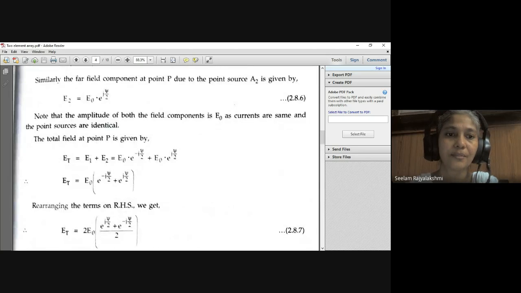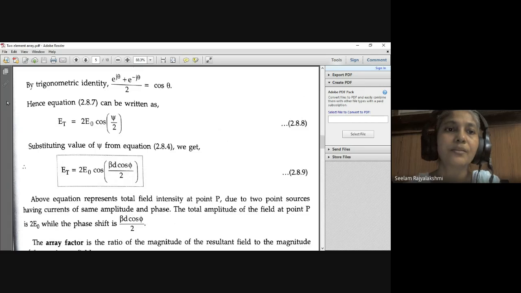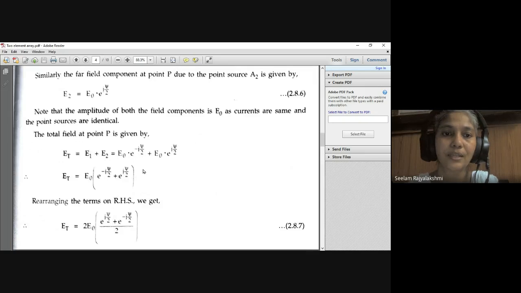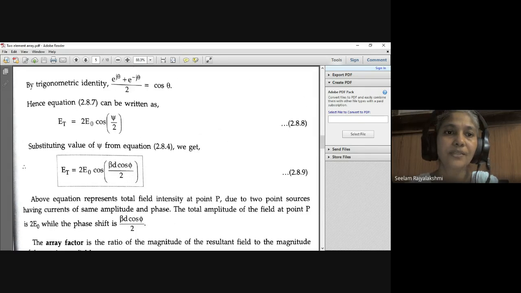That means here, multiply and divide with 2 on the right hand side, we'll obtain E_t equals 2 E_0 into (e^(jψ/2) + e^(-jψ/2))/2. So by using the trigonometric identity, (e^(jθ) + e^(-jθ))/2 equals cos θ. So this is in the form of that one, so we can replace it with E_t equals 2 E_0 cos(ψ/2).